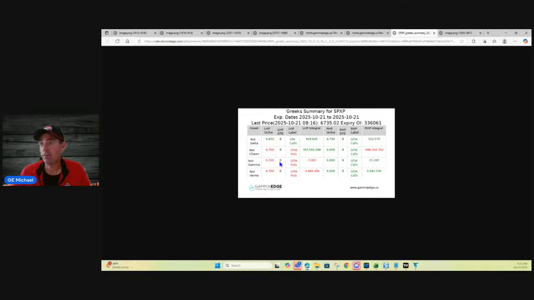And you see the gamma levels, highest sensitivity. Obviously, if we move above 6,800, we may have an opportunity to move rapidly higher. And then to the downside, we see the Vanna if we see volatility continue to drop.